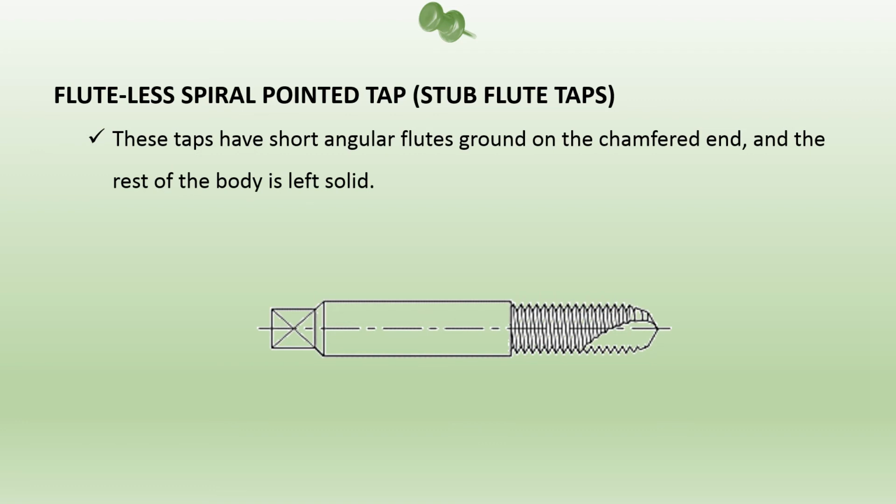Fluteless spiral pointed taps, or stub flute taps. These taps have short angular flutes ground on the chamfered end, and the rest of the body is left solid. These taps are stronger than gun taps.